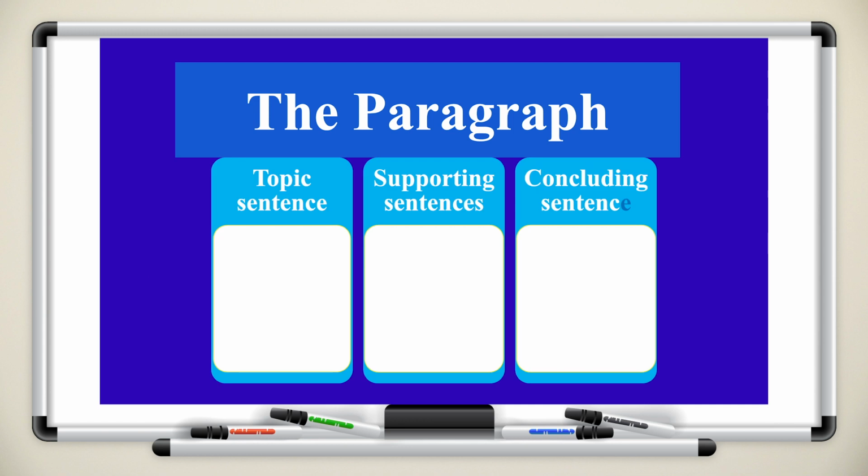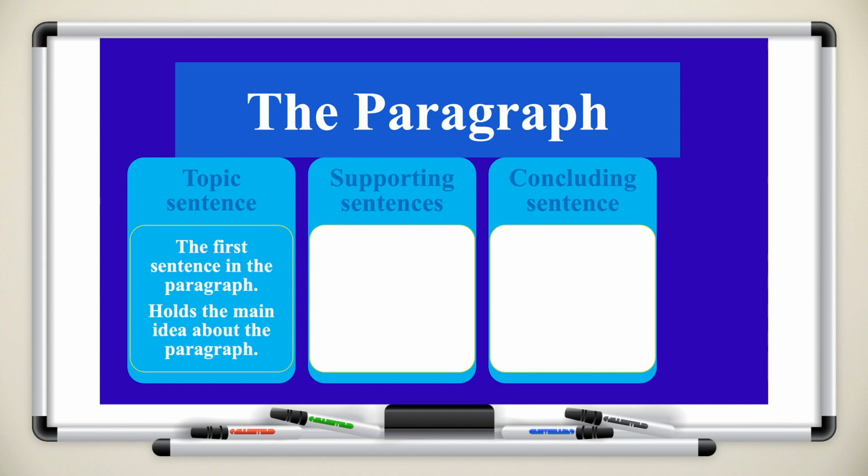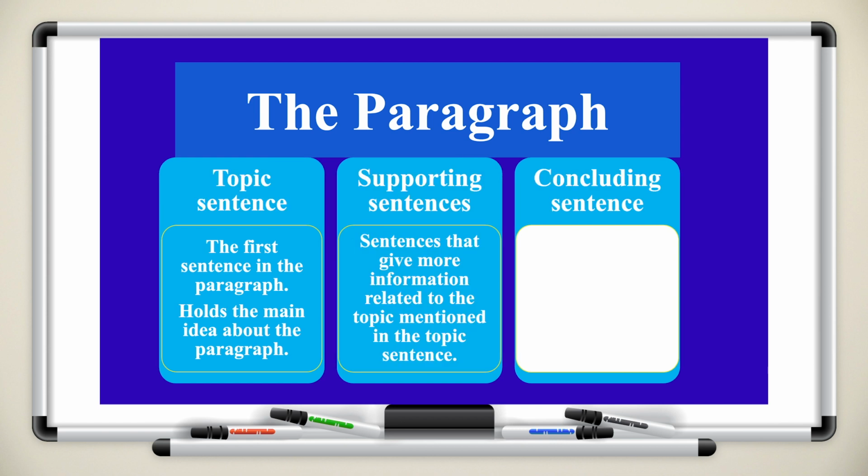Let's take a look at the topic sentence at the beginning of the paragraph. The topic sentence is the first sentence in the paragraph and holds the main idea about the paragraph. It holds the topic. That's why we call it a topic sentence. The topic sentence is always followed by the supporting sentences, the sentences that give more information related to the topic you mentioned in the sentence.